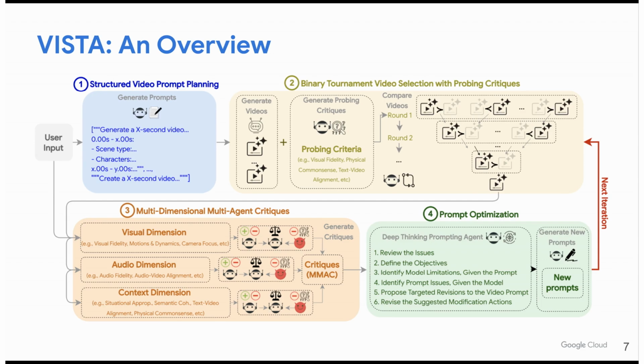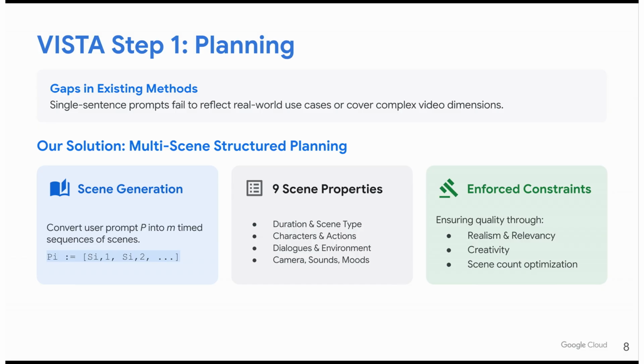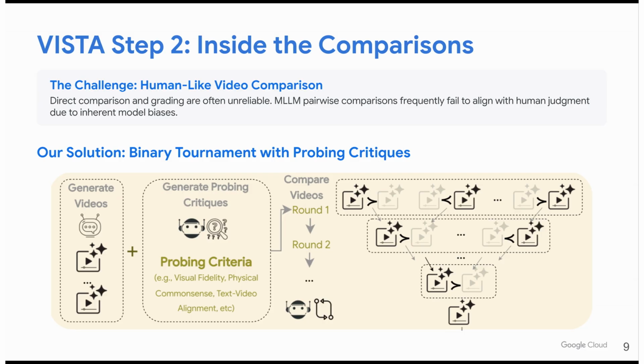So let's dive into step 1. Single sentence prompts fail to reflect real world complexity. Our solution is to plan the prompts structurally and carefully. We convert the user prompt into multiple prompt variants, each defined by 9 properties like duration, characters, and so on, to enforce quality and detail constraints. We then generate videos based on these prompt variants.